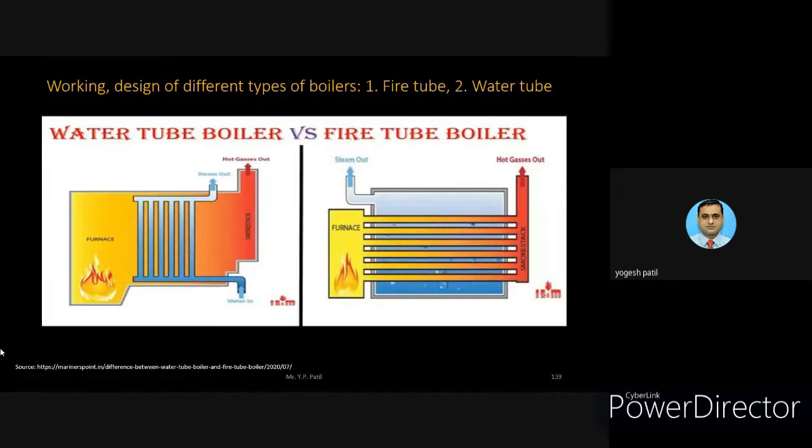So this is the picture of two types of boiler, water tube boiler and fire tube boiler. It is clearly seen in the water tube diagram that the tubes are vertically mounted, and in the fire tube boiler, the tubes are horizontally mounted. One major difference is that the water is passed into the tubes in the water tube boiler, and the hot gases surround the tubes.